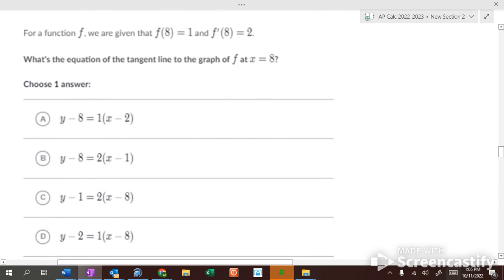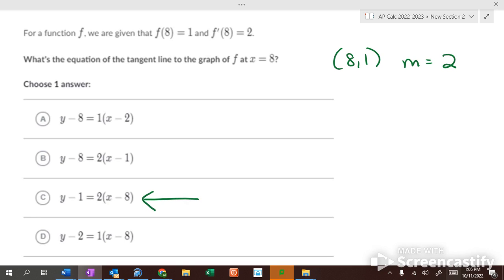Tangent equation. Okay. What are we given? We're given the slope and the point. The point is 8, 1. The slope equals 2. Put it in point slope form: y minus y1 equals the slope times x minus x1.